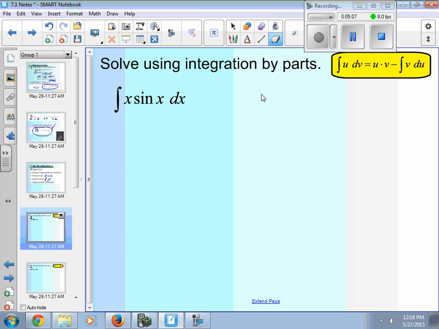This is a problem that we can use integration by parts to do though. So first we want to see what two types of functions do we have. This function is a polynomial.